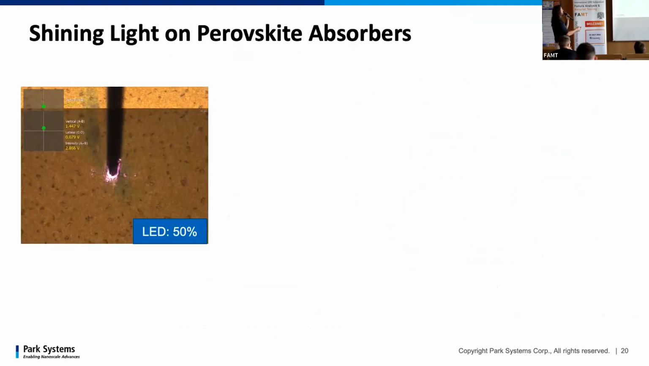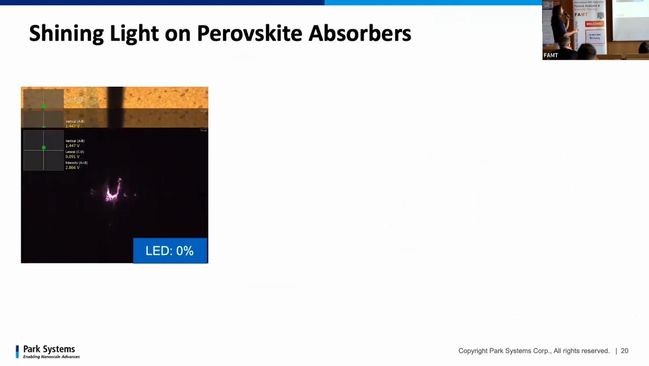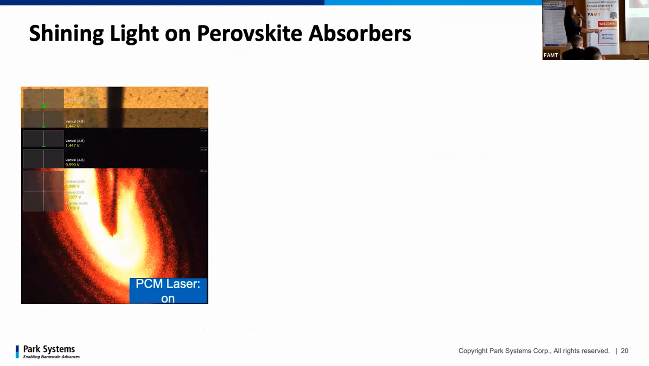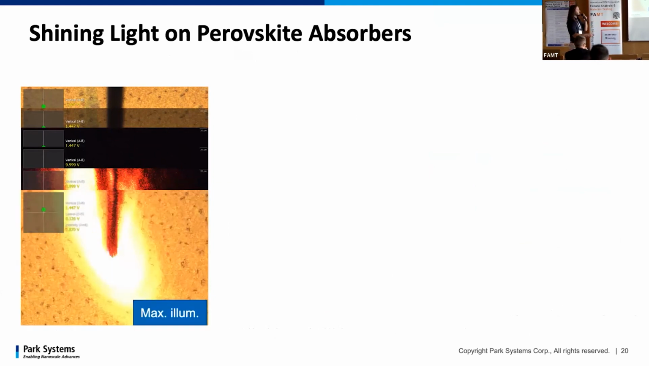But instead, I've shown you simply another experiment, how this would look like in our optical setup when we use different LED intensities to illuminate our sample. We can, of course, also switch off the superluminescent diode to be not affected by any light. And we could use either just the PCM laser or switching everything on for super illumination.